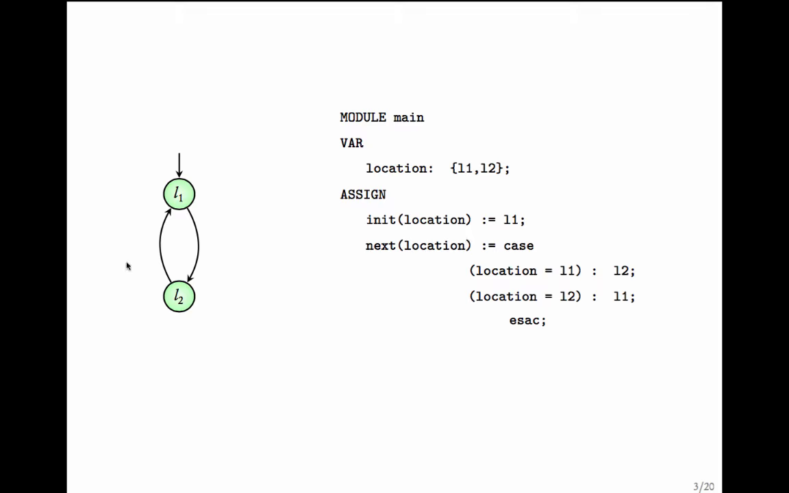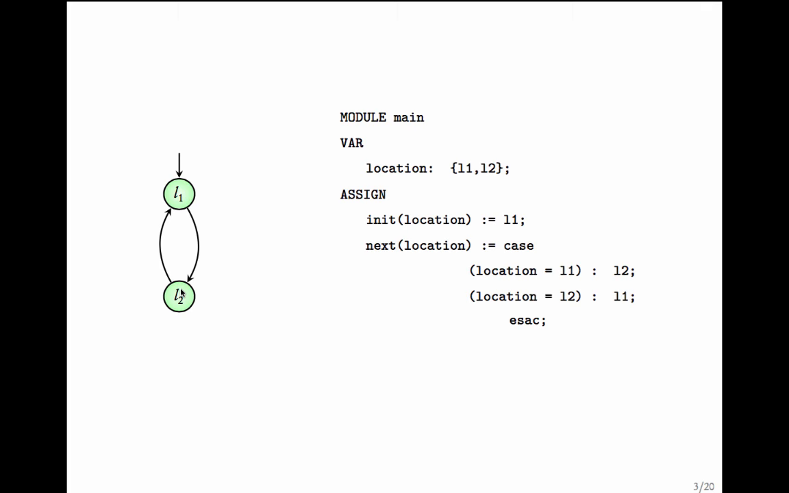What are the transitions? If location is L1, then the next value of location is L2. If location is L2, then the next value of location is L1. This is what is written here. Next of location, there is a case and an ESAC statement. We have to write it within these two. If location is L1, then the next value of location will be L2. If location is L2, then the next value of location is L1. This is the format for specifying transitions. This entire text describes the simple transition system given by this picture.